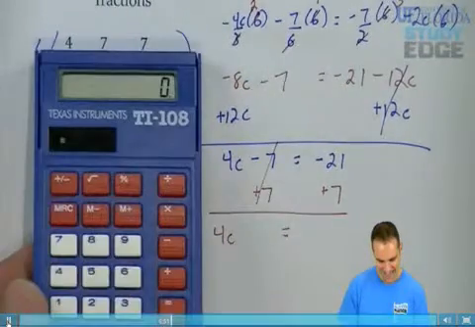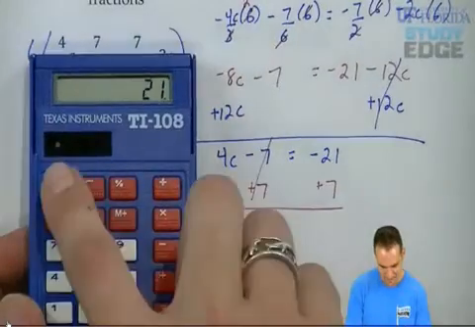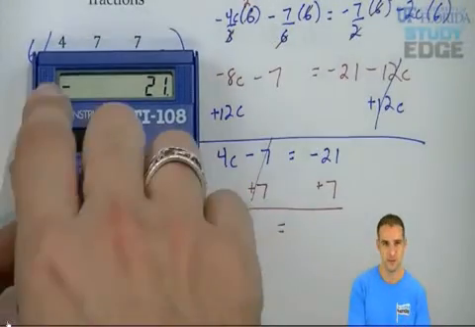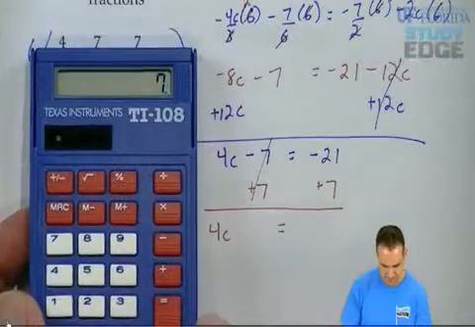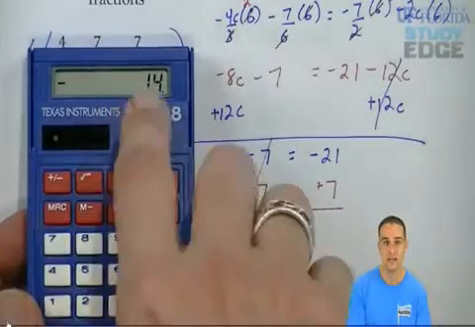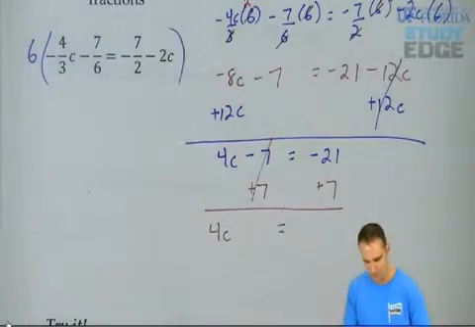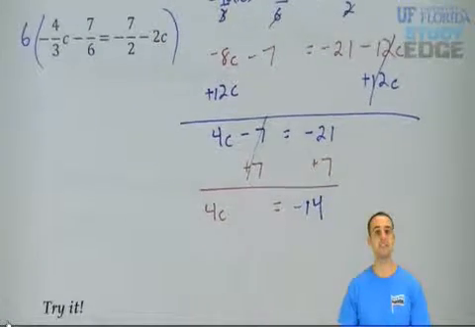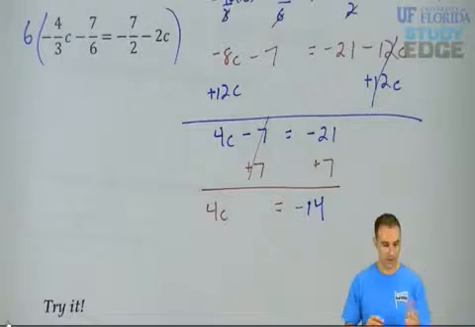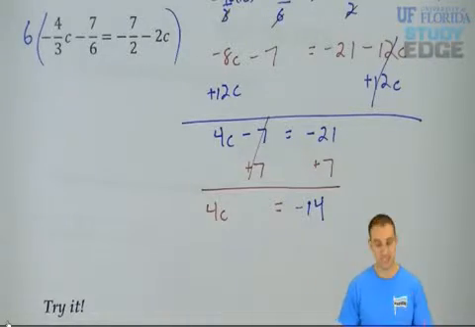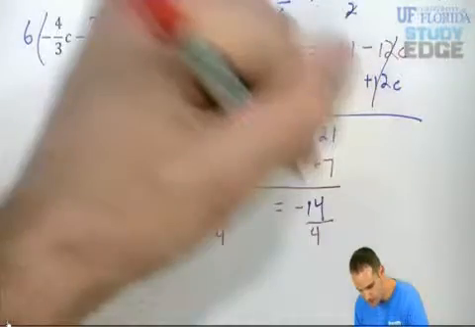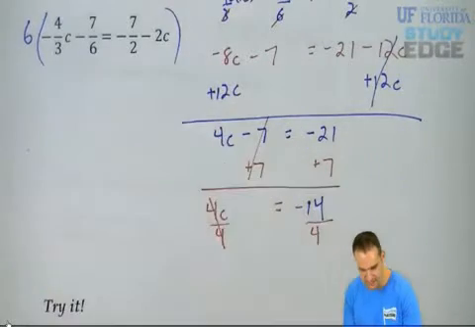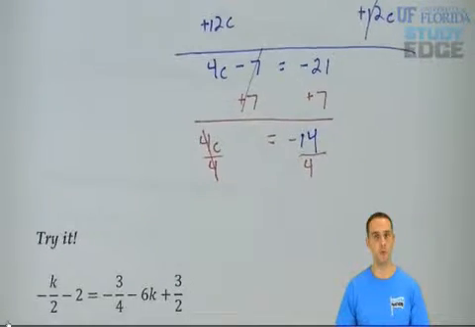Okay. 21, make it a negative, plus 7, negative 14. So now we have negative 14. Lastly, what do I divide by? I divide both sides by 4. Remember, you're trying to isolate c, and c will equal negative 14 over 4.